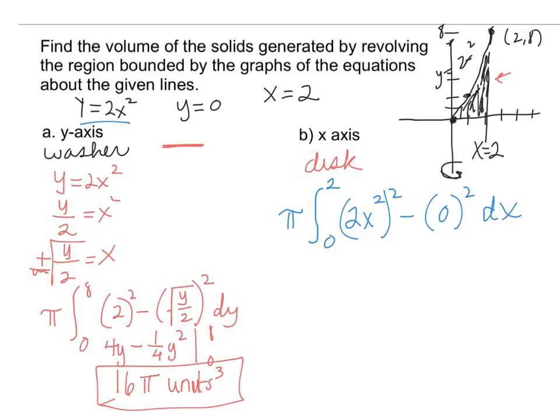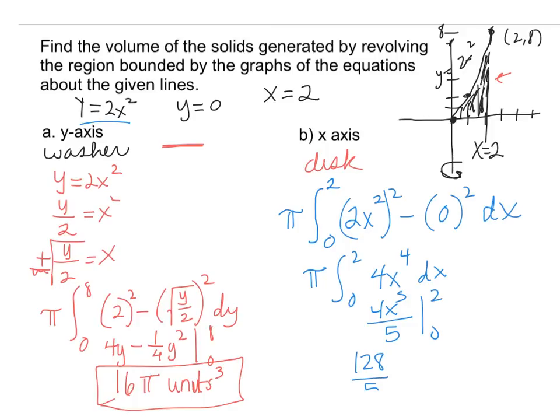All right? And so that's going to give me from 0 to 2 of 4x to the 4th dx, 4x to the 5th over 5 from 0 to 2 gives me 128 over 5 pi units cubed. All right, so I want you to look at those and see how they're different, because you have to change your orientation depending on which axis you're going to revolve it around.